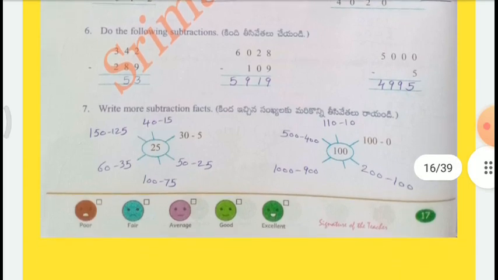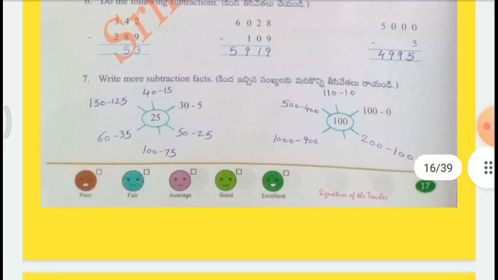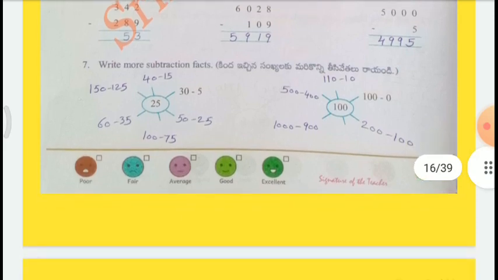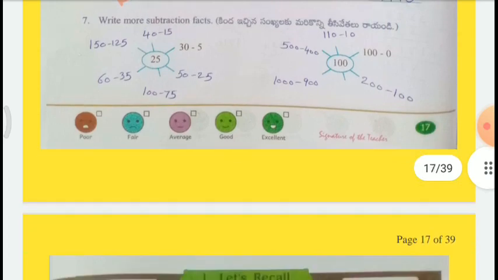Write the more subtraction facts. 25 we can write as 30 minus 5, 50 minus 25, 100 minus 75, 60 minus 35, 150 minus 125, 40 minus 15. We can write 100 as 100 minus 0, 200 minus 10, 1000 minus 900, 500 minus 400, 110 minus 10.